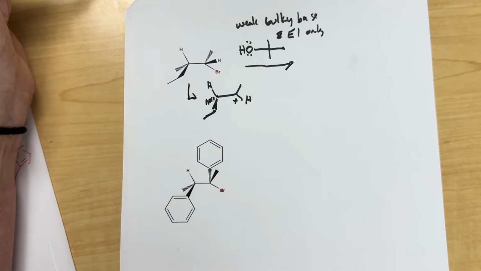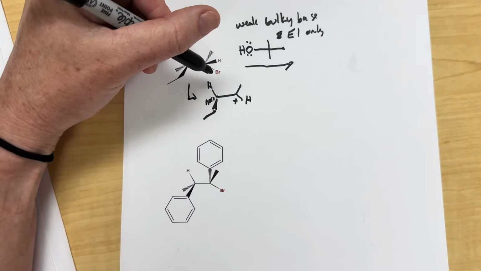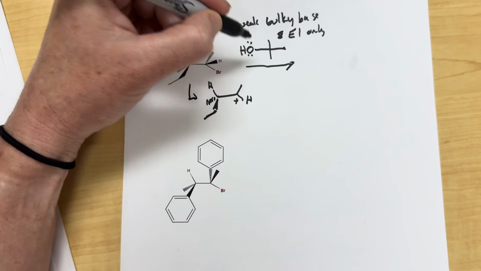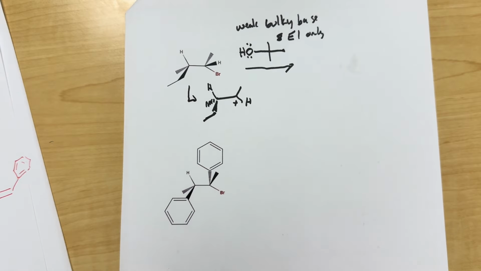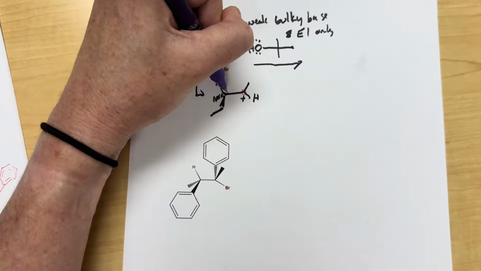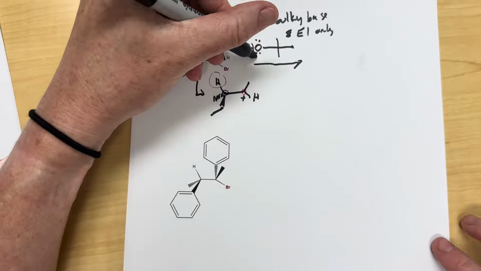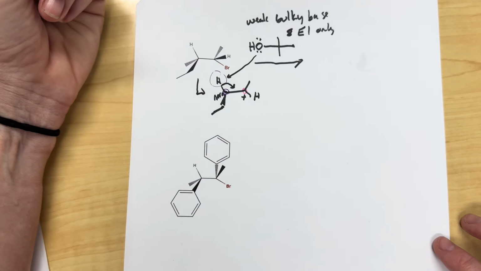So in this situation, after your leaving group leaves, let's talk about which hydrogen it's going to grab. So this is our alpha, this is our beta, right? So this is the hydrogen it's going to grab. It doesn't have to be anti-periplanar. It's totally cool. It can grab that hydrogen, and then these electrons can fall down.